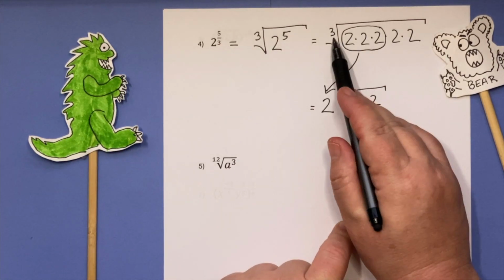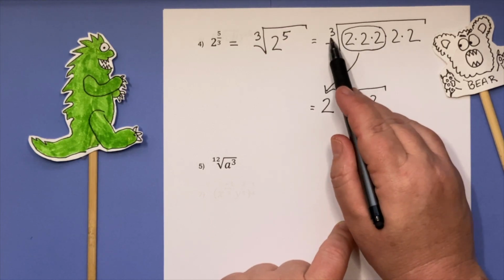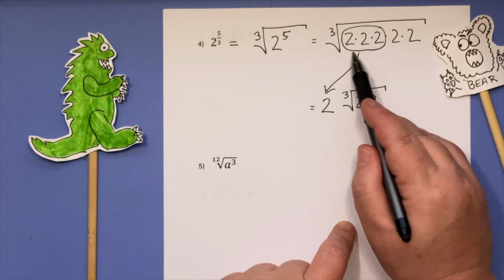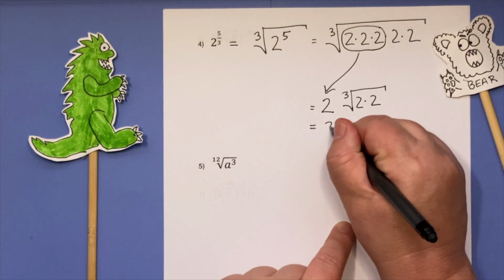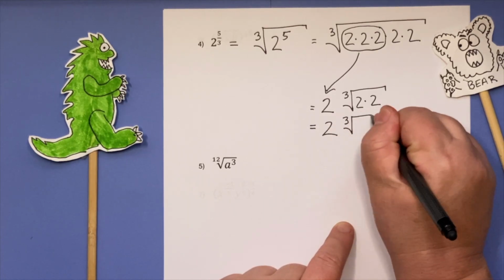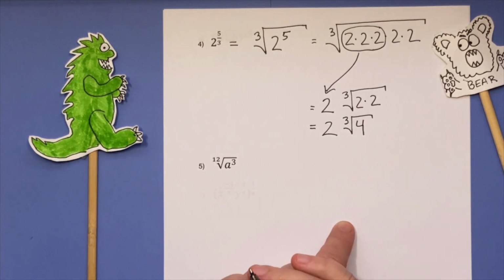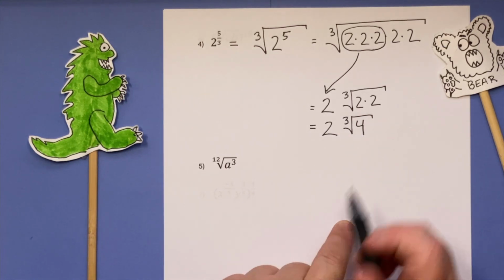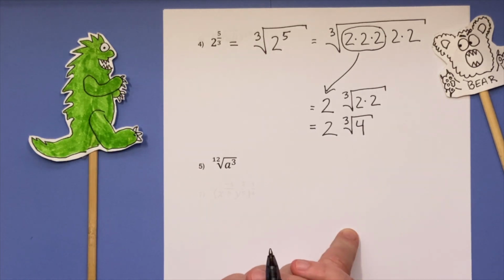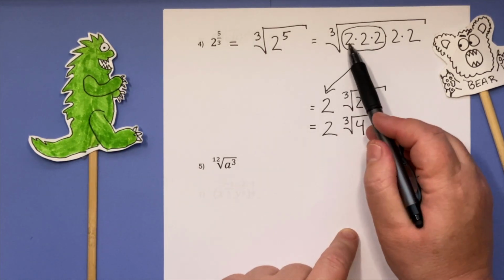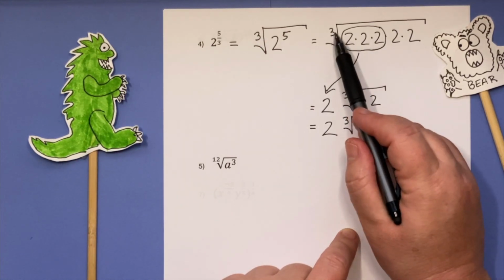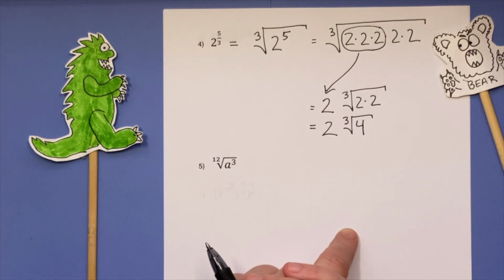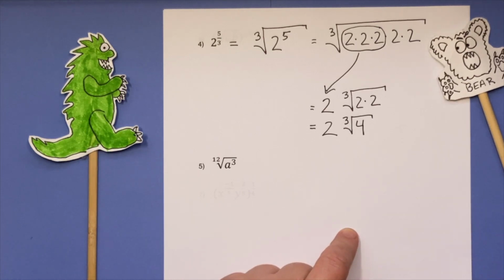And so you take groups of 3 if the index is 3, and for every group of 3 you get 1 2 out. And so then what I write is that this is going to be 2 times the cube root of 2 times 2, which is 4. And this is a way of simplifying radicals. Basically, the rule is if you've got any groups of factors in a number greater than or equal to the index, you have to squeeze them out to simplify. This is something called simplest radical form.